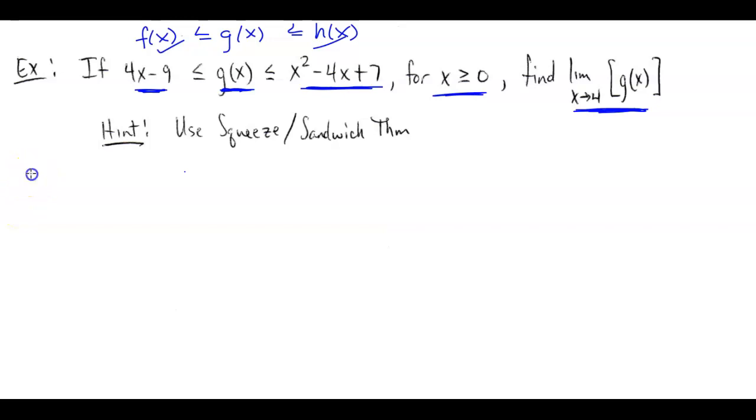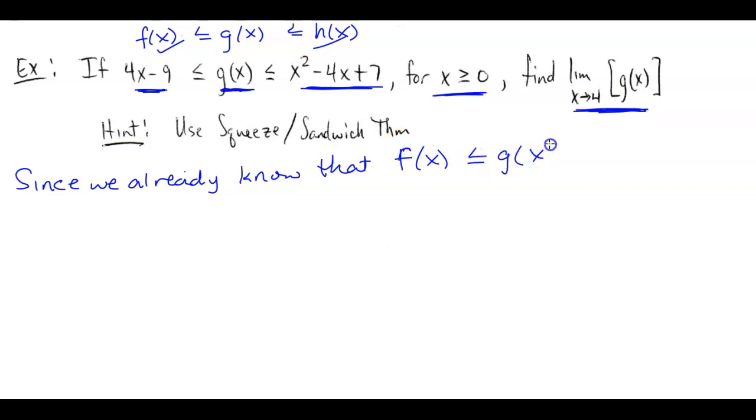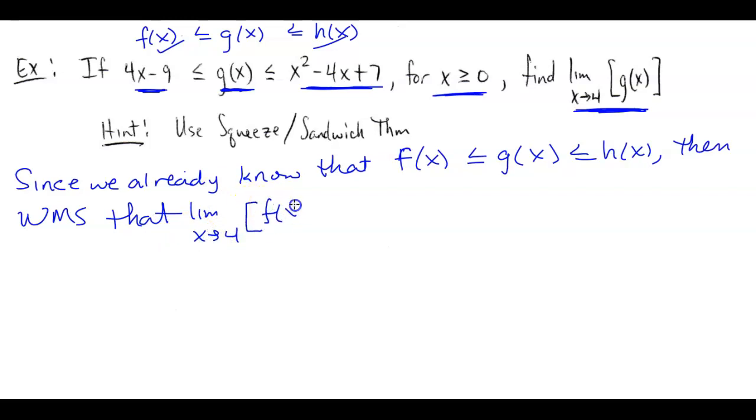Okay, so since we already know that f of x is less than or equal to g of x, which is less than or equal to h of x, then we must show that the limit as x approaches 4 of f of x has to be equal to the limit as x approaches 4 of h of x. And that is going to have to equal the same real number value L.